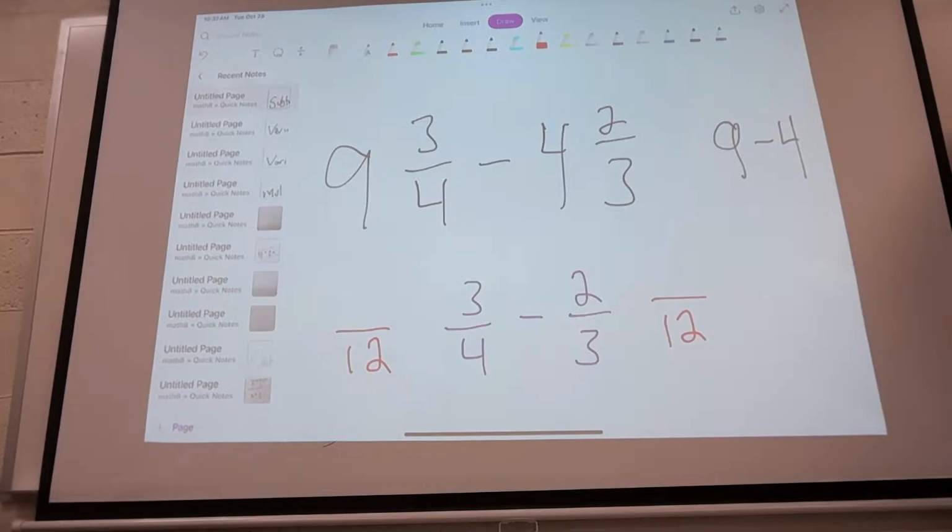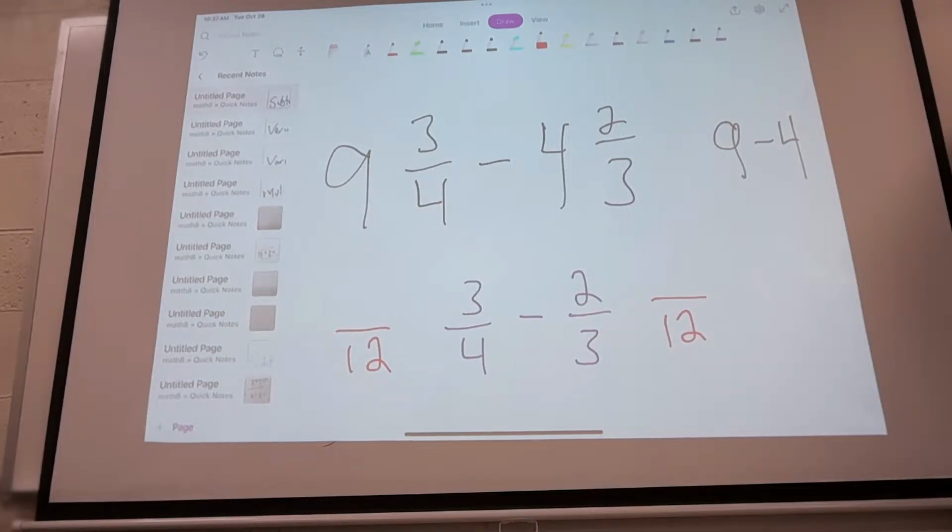11 times 5, 55. Right there. 4 times 2 is 8, so put the 8 under it. Now you're dividing 8 into 55. 8 goes into 55 how many times? 6 times. Well, set it up. Make your division. Put the 8 outside, the 55 inside.